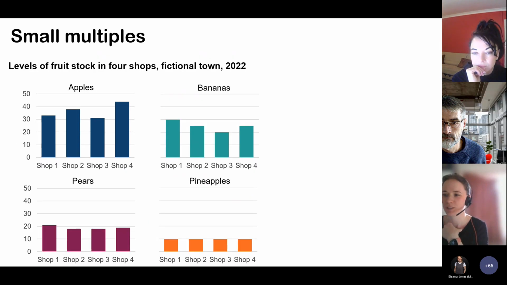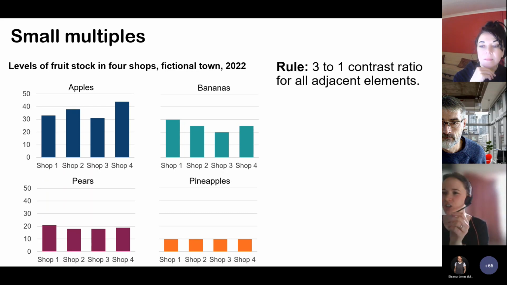So what about small multiples? So sometimes instead of cluster bars, it's better to do with small multiples where we break them all down and we do 4 little charts instead of trying to put them all on one chart. So on this one, do we think we're meeting? So put your hand up if you think we're meeting the contrast requirement here. Hands up, 17.